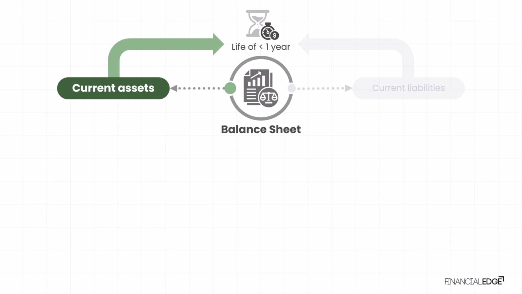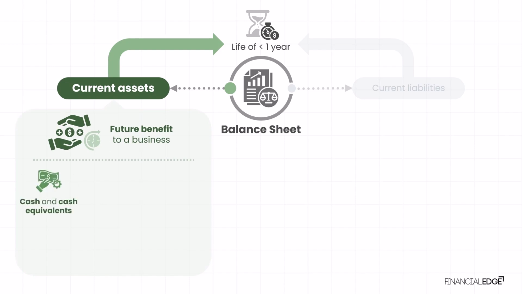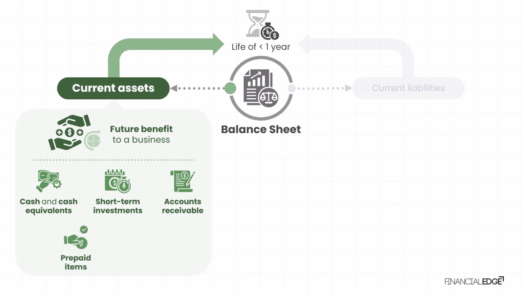Well, first of all, as it's an asset, that means it will provide future benefit to a business. Examples include cash and cash equivalents, short-term investments, accounts receivable, prepaid items, and inventory. All of them are assets that you own that will give you future benefit. If you've prepaid for something, that means you're going to get that something in the future. Accounts receivable means you're going to receive something from your customers.